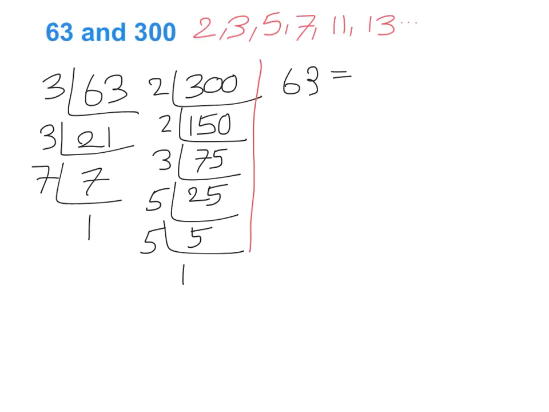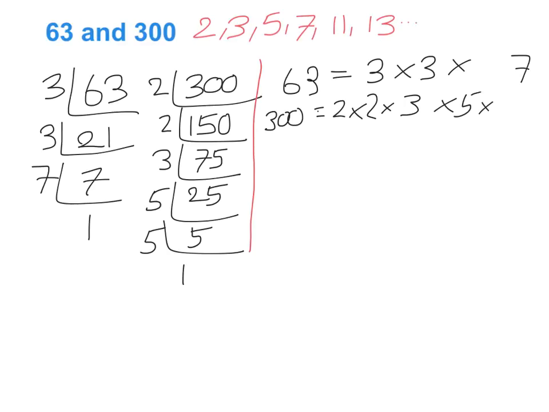So we've got 63 is 3 times 3 times 7. And then we've got 300 is 2 times 2 times 3 times 5 times 5.